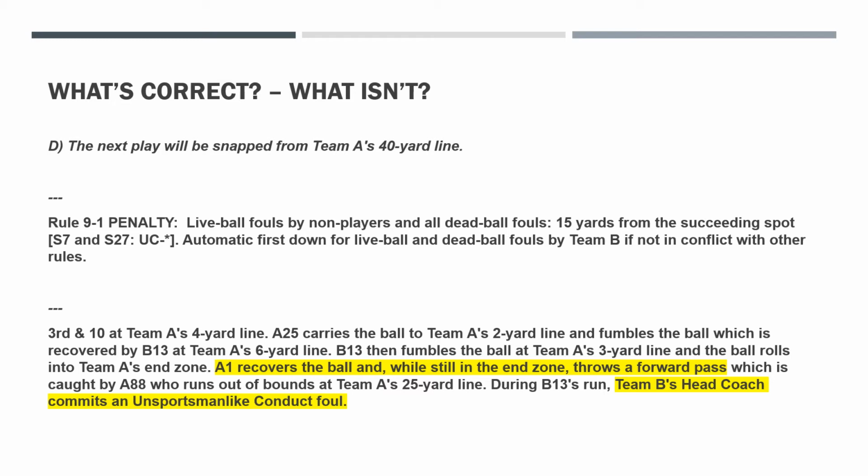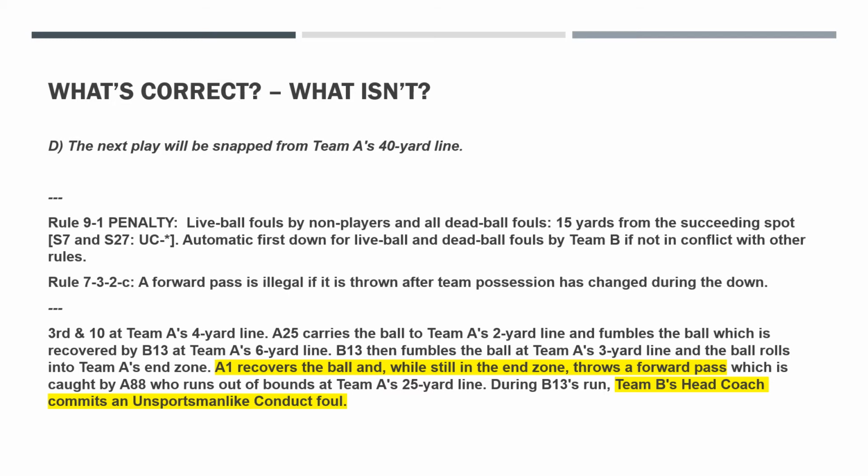But are they the only team that's committed a penalty on the play? No, they're not. Team A has also committed an illegal forwards pass, which is found under Rule 7.3.2C, which states that a forwards pass is illegal if it is thrown after team possession has changed during the down. There was a fumble by Team A, recovered by Team B, and a subsequent fumble by Team B, recovered by Team A, meaning there were 2 changes of team possession during the down. It is unlikely that Team B will decline this penalty, and therefore the statement that the ball will be snapped from the 40-yard line is false.